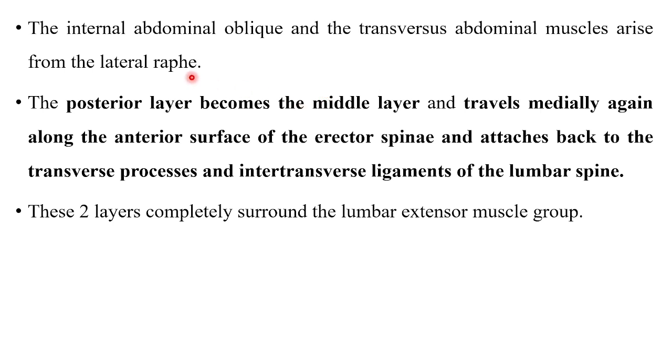The internal abdominal oblique and the transversus abdominis muscles arise from the lateral raphe. The posterior layer becomes the middle layer and travels medially again along the anterior surface of the erector spinae and attaches back to the transverse processes and intertransverse ligaments of the lumbar spine. So the posterior layer becomes the middle layer in the medial aspect, giving attachment to the transverse processes as well as the intertransverse ligaments of the lumbar spine. These two layers completely surround the lumbar extensor muscle group.